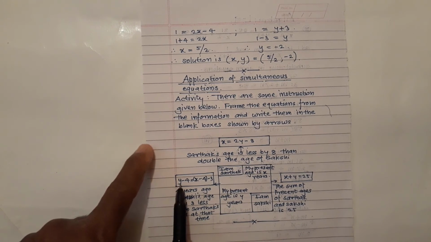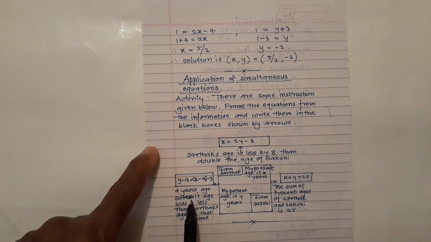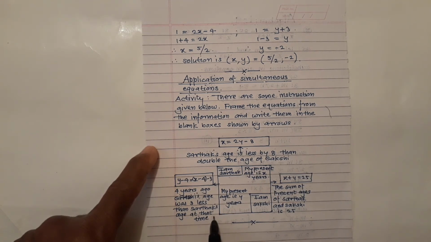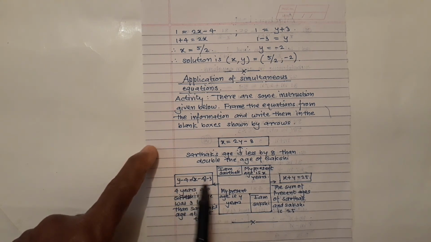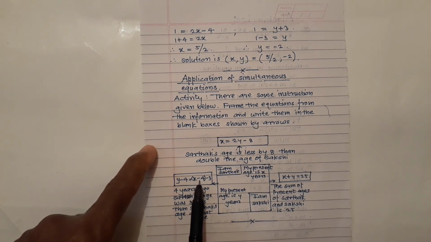Now I will fill this box. Here the instruction is given: 4 years ago Sakshi's age was 3 less than Sarthak's age at that time. So Sarthak's age at that time is what? x minus 4. So 4 years ago Sakshi's age is equal to y minus 4, and that is equal to Sarthak's age less by 3. So 4 years ago Sarthak's age is x minus 4, and less 3 means minus 3.